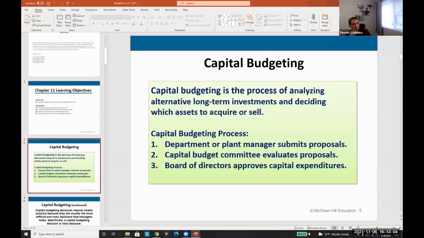So capital budgeting. What is capital budgeting? We've talked about budgeting the last few chapters, but this is a process of analyzing alternative long-term investments and deciding which assets to acquire or sell. So personally, you could buy a home, you could rent a home, you could buy stocks, you could buy rental property, you could invest in your education.